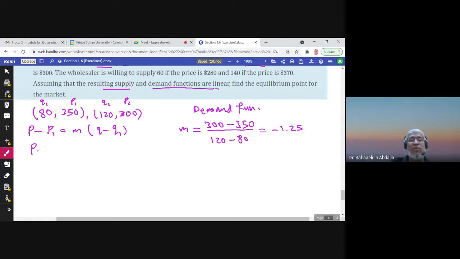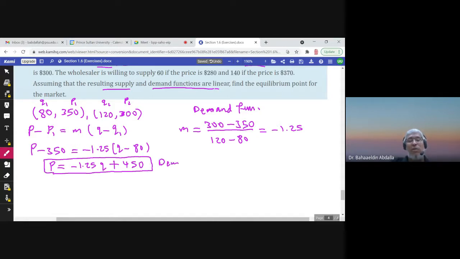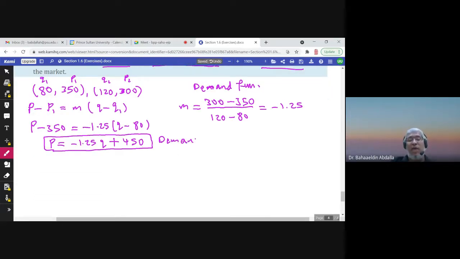So the function would be P minus 350 equals negative 1.25 times Q minus 80. When you solve this equation for P, you will have negative 1.25 Q, and then you multiply negative 1.25 times negative 80, and you add 350, you get plus 450. So this is the demand function, okay? He's asking for the equilibrium point. So we need to find the supply function and the demand function and put them equal to each other.